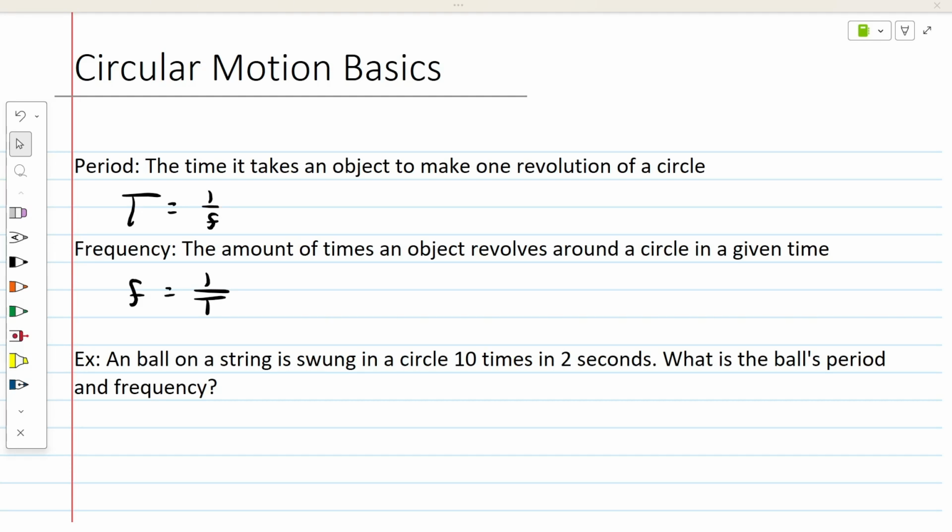Hello everyone, today we're going to discuss the basics of circular motion. This is a three-part series, so make sure you watch part 2 and 3 after. So first we're going to discuss period and frequency.